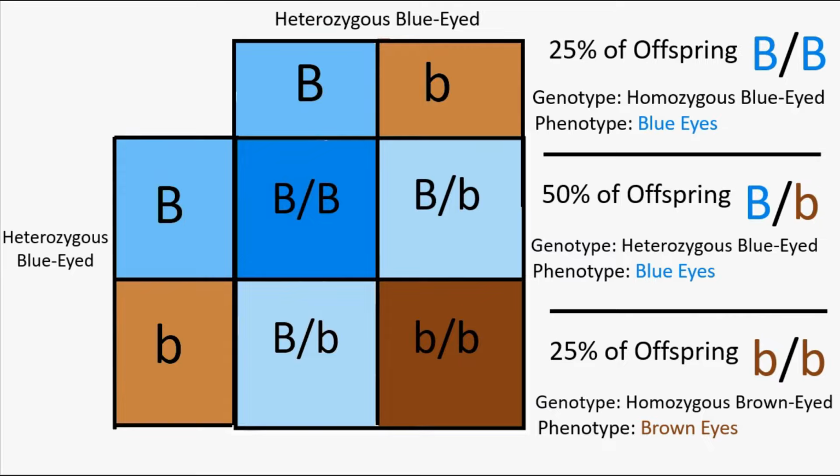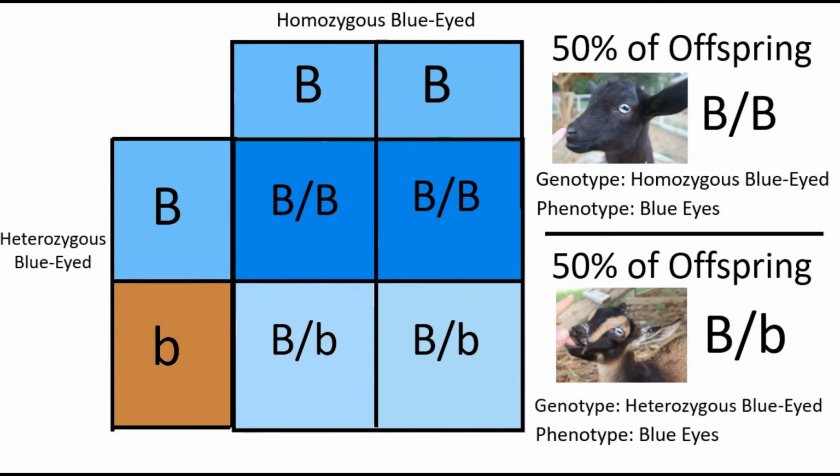Keep in mind you won't be able to tell the heterozygous and homozygous blue-eyed kids apart without test breeding when they're older. The remaining 25% should be homozygous for brown eyes, meaning they have a phenotype of brown eyes and a genotype of b/b. The fifth pairing is a homozygous blue-eyed goat bred to a heterozygous blue-eyed goat.